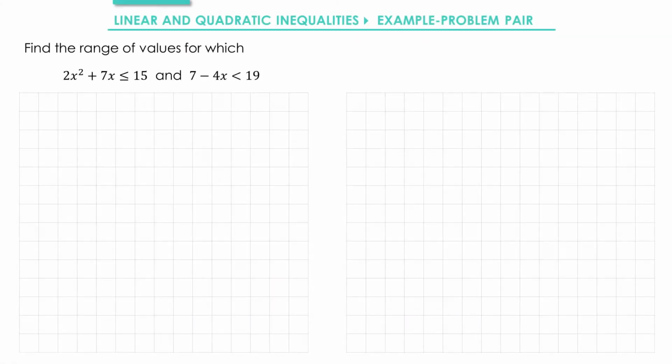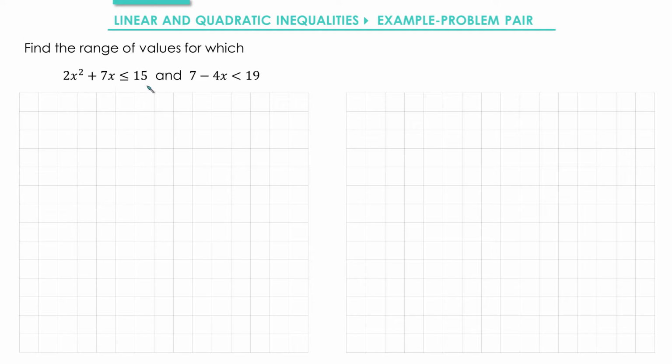Okay, in this example, we're going to be looking at solving simultaneous inequalities. We have a quadratic inequality, 2x squared plus 7x is less than or equal to 15, and a linear inequality, 7 minus 4x is less than 19. We're going to solve each inequality separately, and then we're going to use a number line to see which region is satisfied by both inequalities.